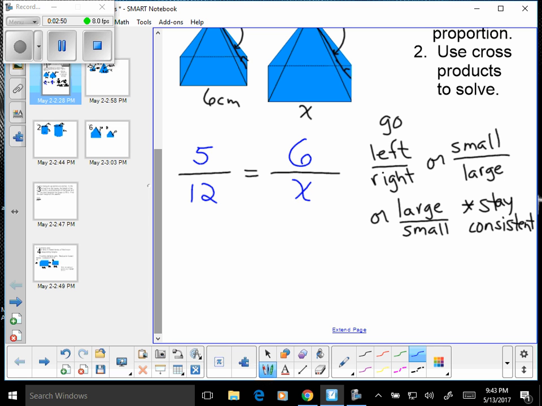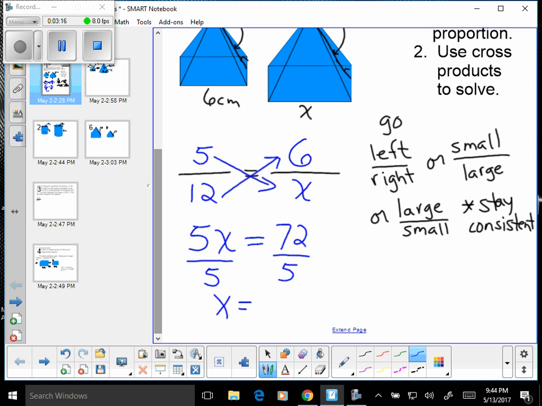So now I'm going to do that cross product. Now, it's been a while. Do you remember how to do that? You're going to take 5 times x equals, and then we're going to take 12 times 6, which is 72. Now you have a one-step multiplication equation, which I will solve by doing the inverse of dividing by 5. X is going to equal 14.4. I need a label of centimeters.